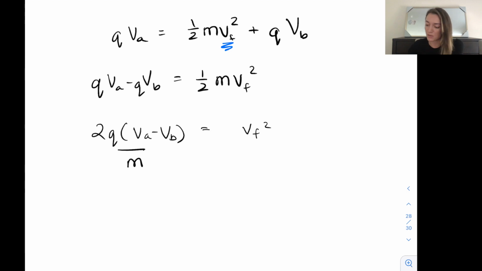And then I'm going to want to take the square root of both sides. So I'll take the square root of both sides. And so this is my final velocity.